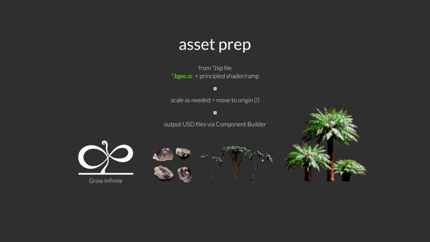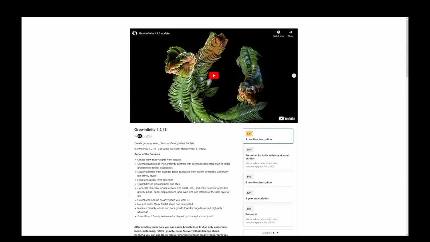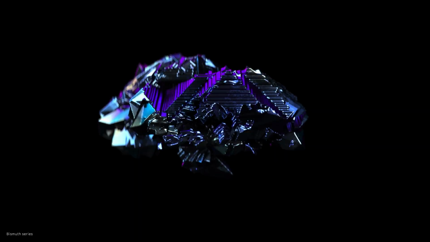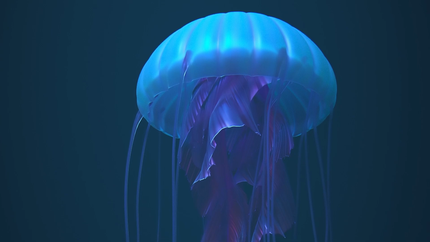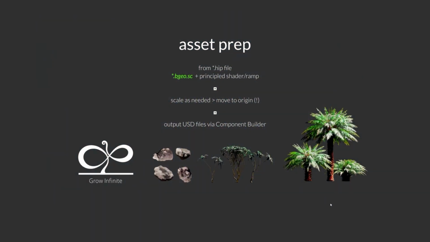Now that we have our hero assets in our scene, we are ready to prepare the assets that we want to paint with and convert them into working paintable assets. In this case, I worked with Mochitaba Oriui. He is the author of the Grow Infinite Mega Tool. It's a toolkit of 37 HDAs, and it can grow a lot of things. In this case, I worked with Mochitaba to create vegetation and some ground cover.